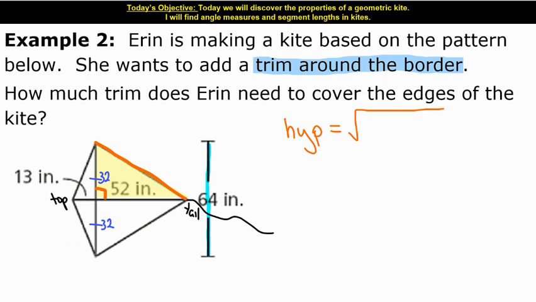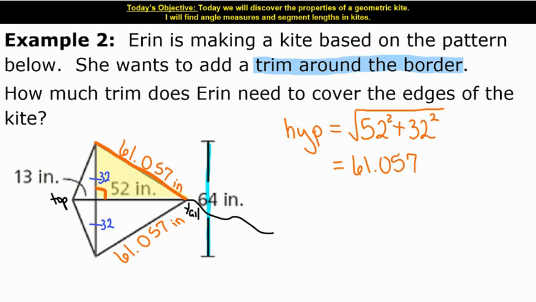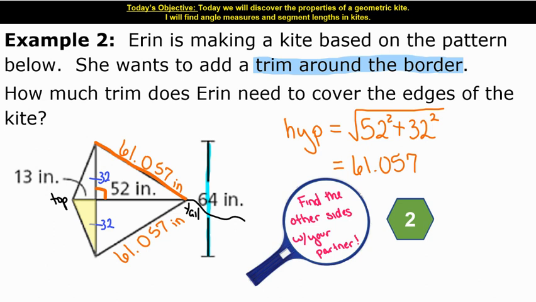So in my square root, I'm going to add my two side lengths of that right triangle, 52 and 32. I'm going to square them. When I put this in my calculator, I get that that hypotenuse is 61.057 inches. Now, remember, you have two consecutive sides that come together at the tail. So that means the other piece is also 61.05 inches. Okay? Take 2 minutes and find the other two sides with your partner.